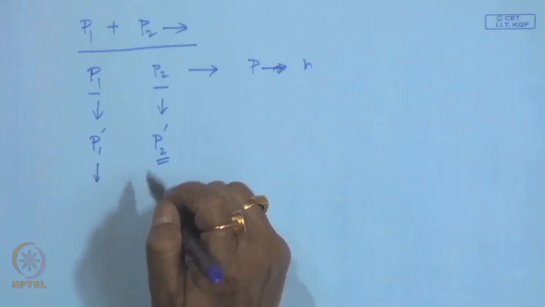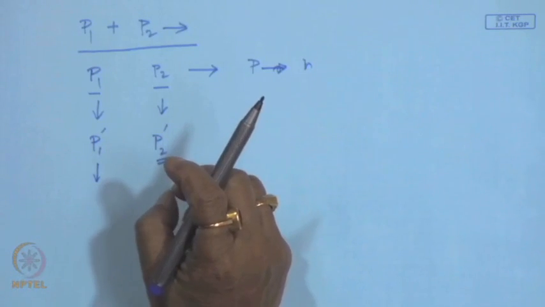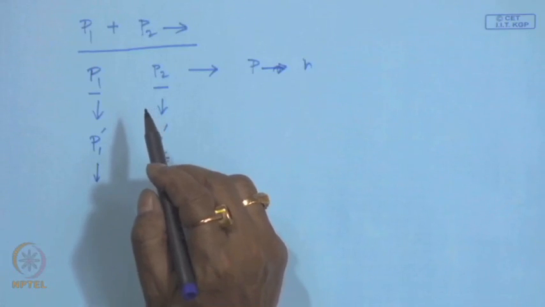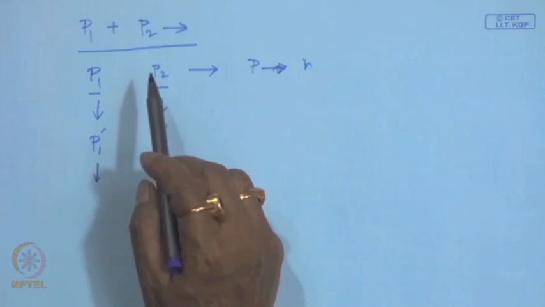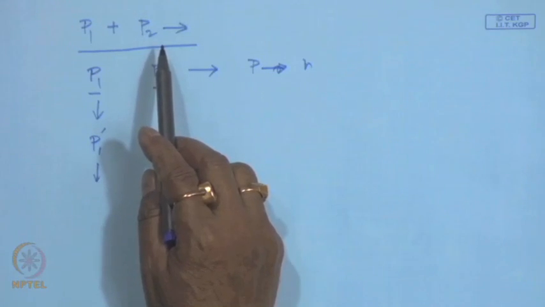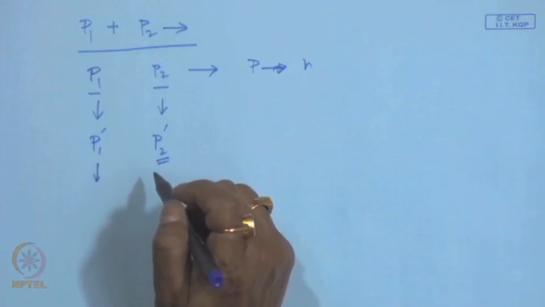Not only that, we can attach some other functional groups, say we can carboxylate, or we can develop hydroxyl groups, or even we can develop some free radicals in either of these two polymers. Then we can make a blend of these two polymers P1 and P2, which will be stable in properties. Then, polymer reactions.